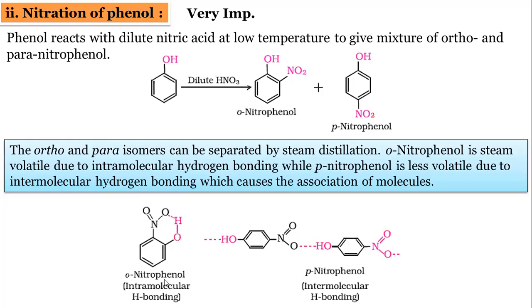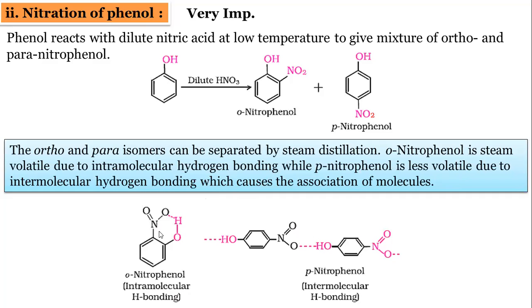In ortho-nitrophenol, the intramolecular hydrogen bonding is there. Due to the intramolecular hydrogen bonding, it is steam volatile and will escape with the steam. And para-nitrophenol is less volatile due to the intermolecular hydrogen bonding. See, this is the intermolecular hydrogen bonding, and this is the intramolecular hydrogen bonding. When intramolecular hydrogen bonding is there, the compounds are always volatile. And when intermolecular hydrogen bonding is there, the compound has a higher boiling point, and the other has a very low boiling point.